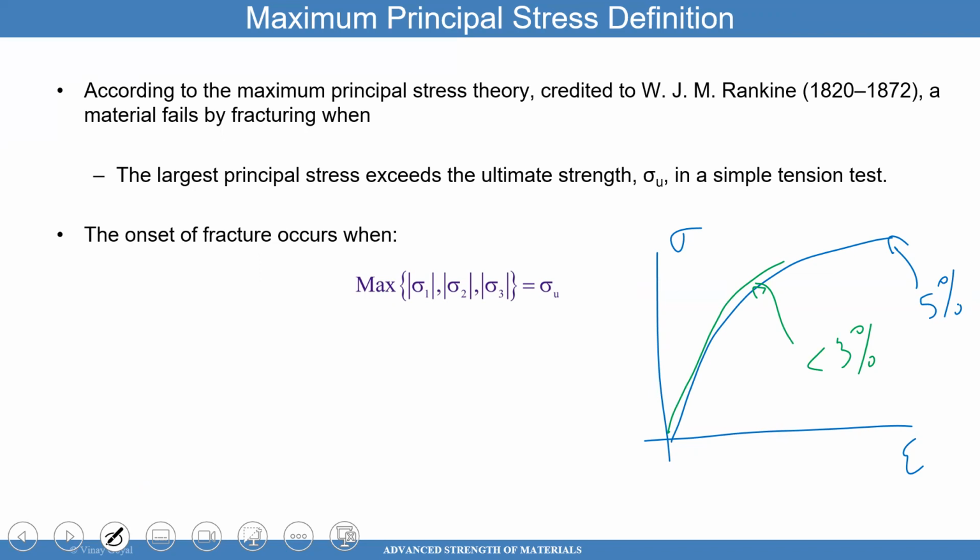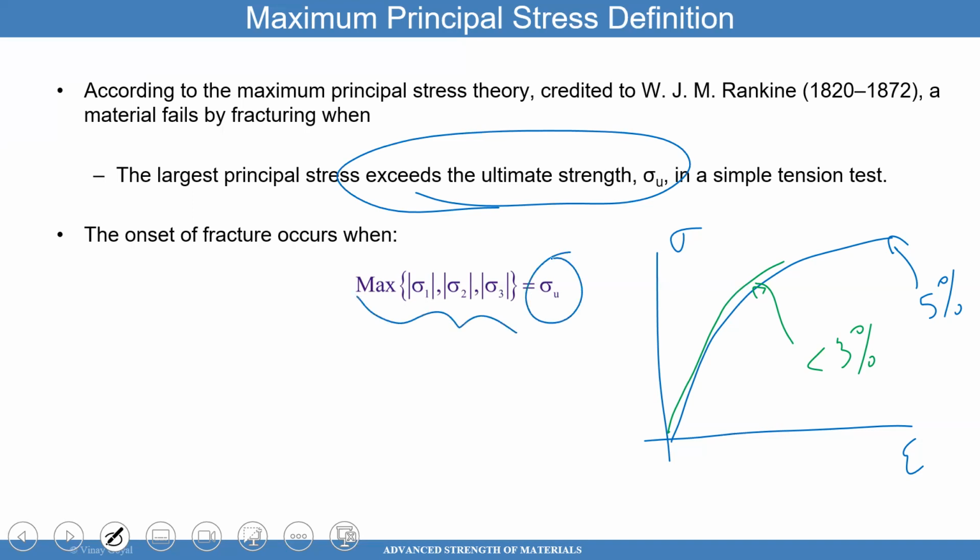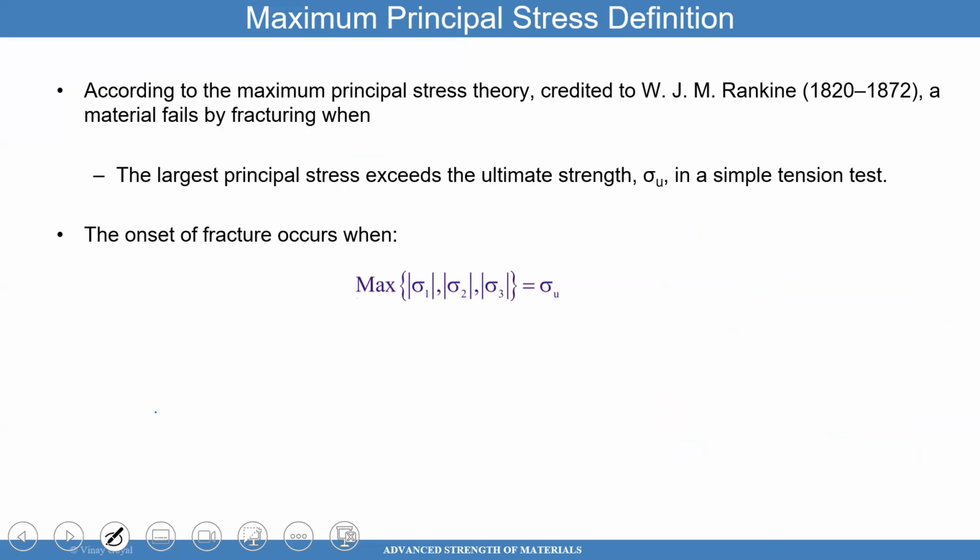So for brittle materials, the maximum principal stress that exceeds the ultimate strength tends to be what is used as a way of predicting failure. And all you have to do is calculate the maximum principal stress. There's 3 of them, and then just choose the maximum and compare to the ultimate strength of the material. So 3 failure criteria.